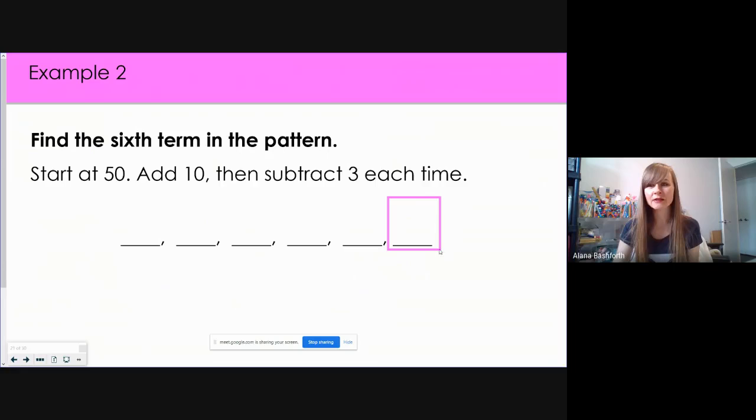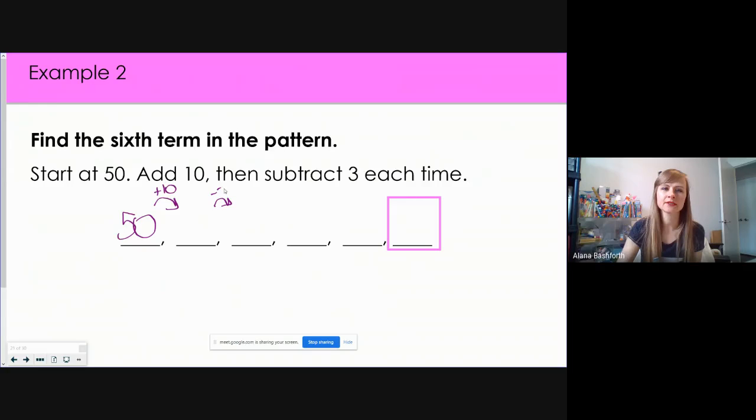In your assignment, you're going to have some questions that ask for just the 6th term. So you just have to type in that number right there. That would be in the box. Okay, so our steps are, put the first term is 50, then draw our arrow. So add 10, then subtract 3. So plus 10 minus 3. My arrows aren't the best. Plus 10 minus 3 and plus 10.